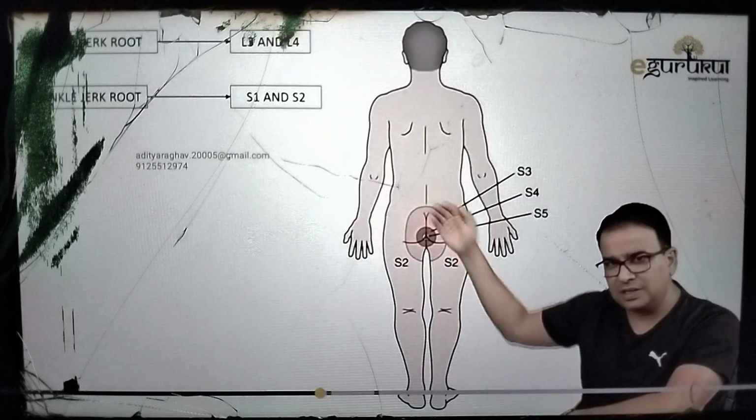Another important thing is the cutaneous innervation in the perineal region around the anal canal, around the inner aspect of the thigh here. This region is called the saddle region.